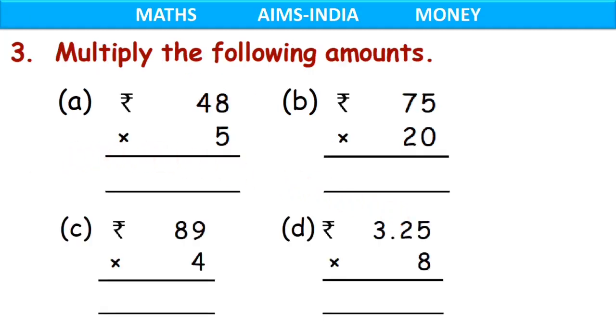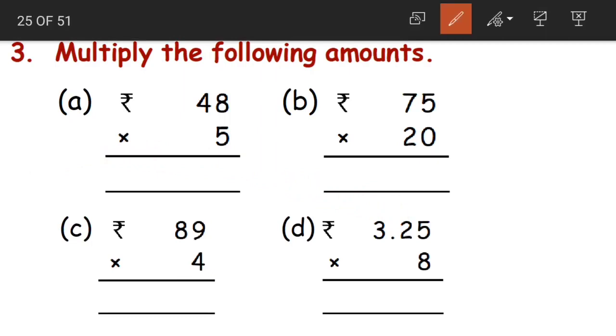Next, multiply the following. If you look at questions A, B and C, these are just simple multiplication problems. There are no paise involved. So you can do it, right? I will solve D1 for you. 3 rupees 25 paise into 8.